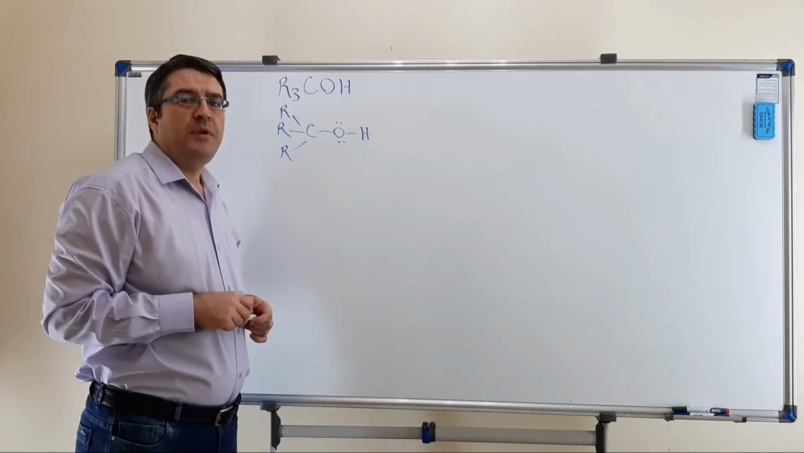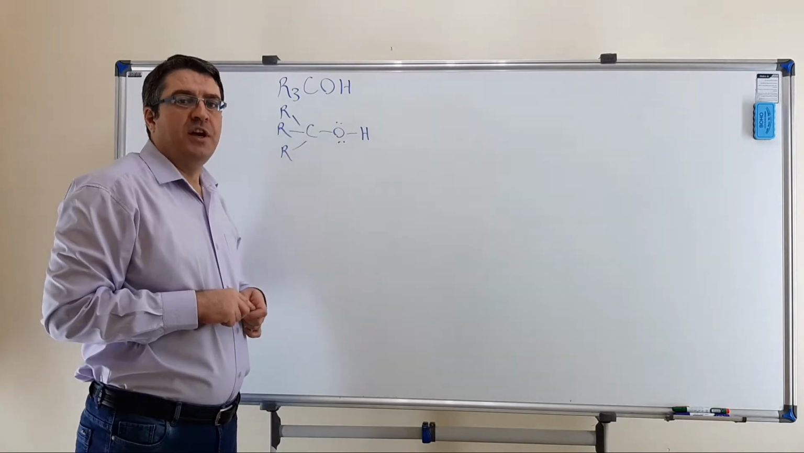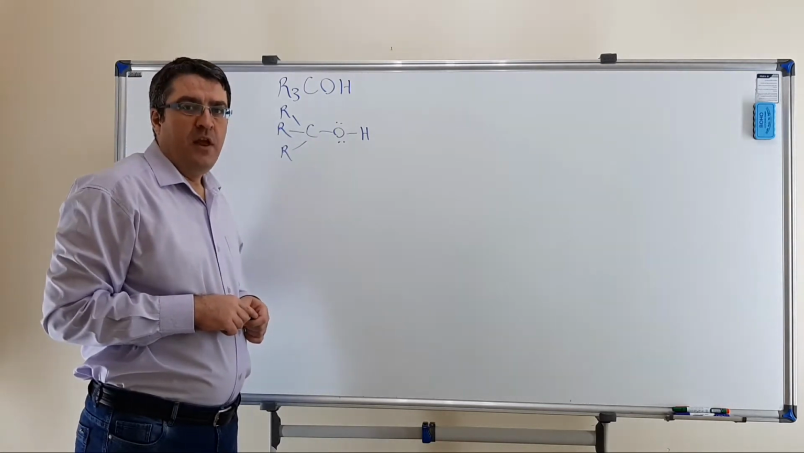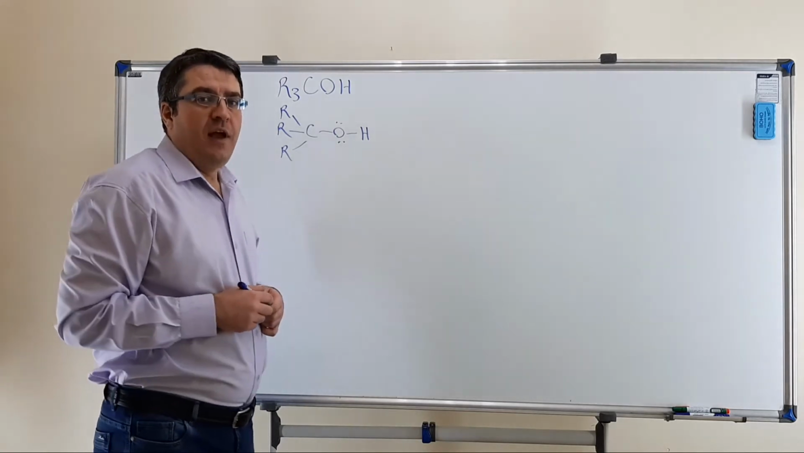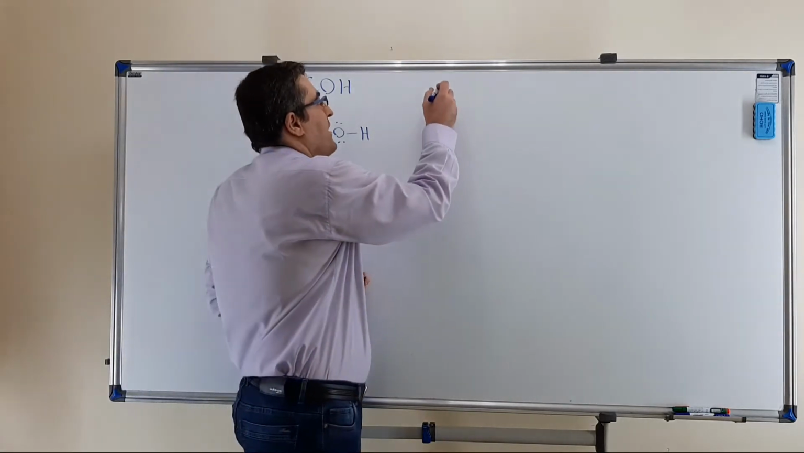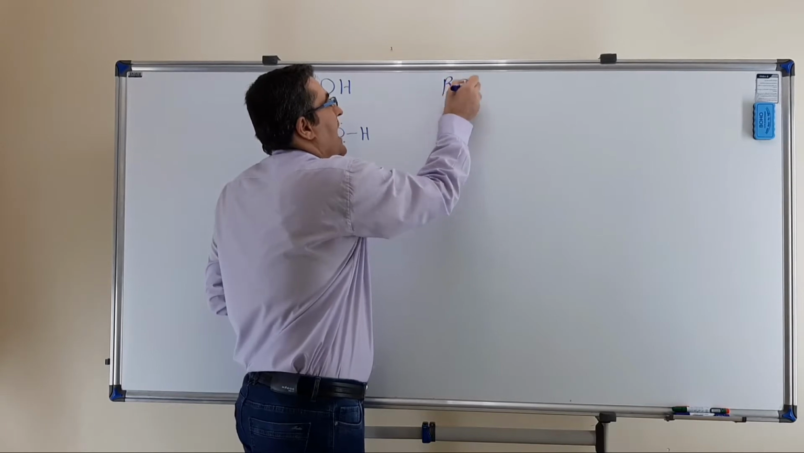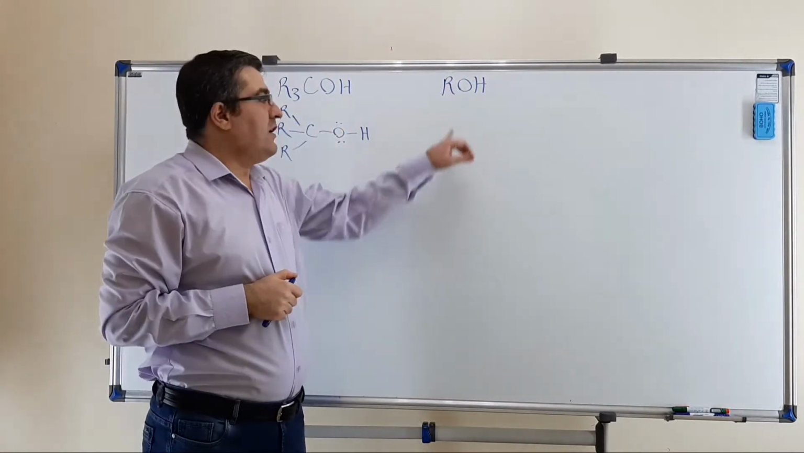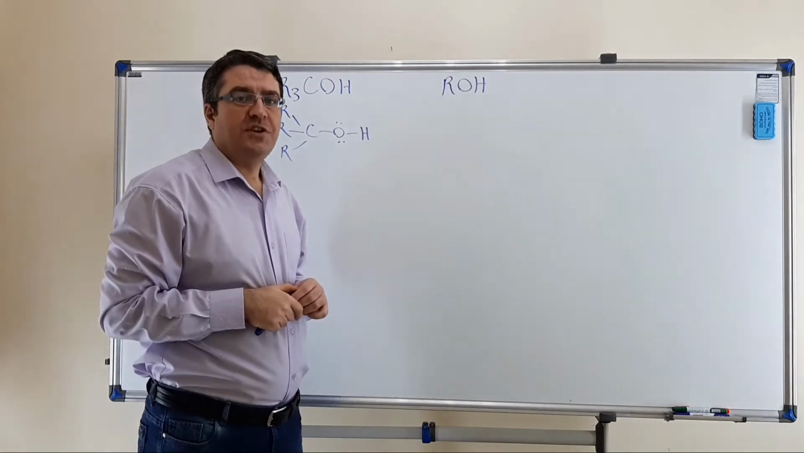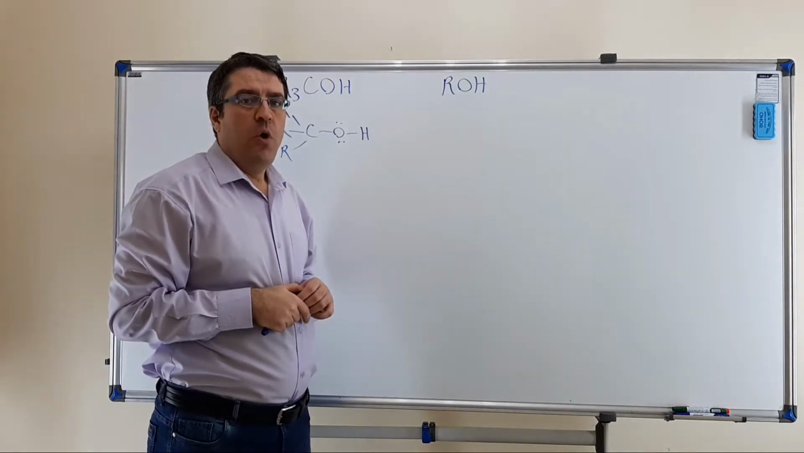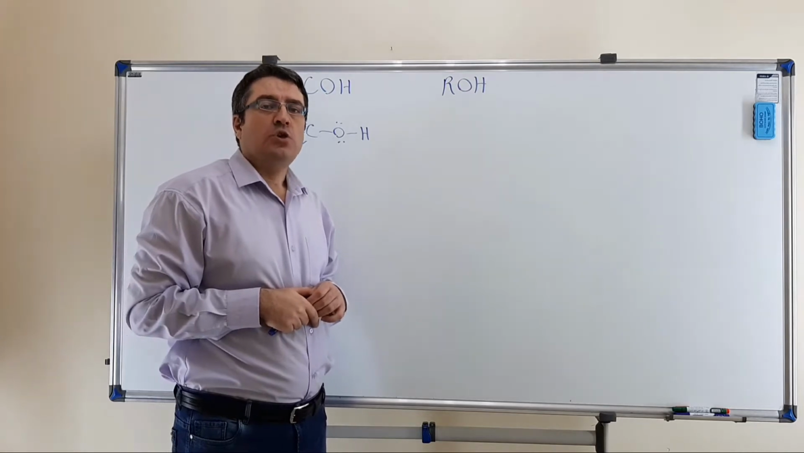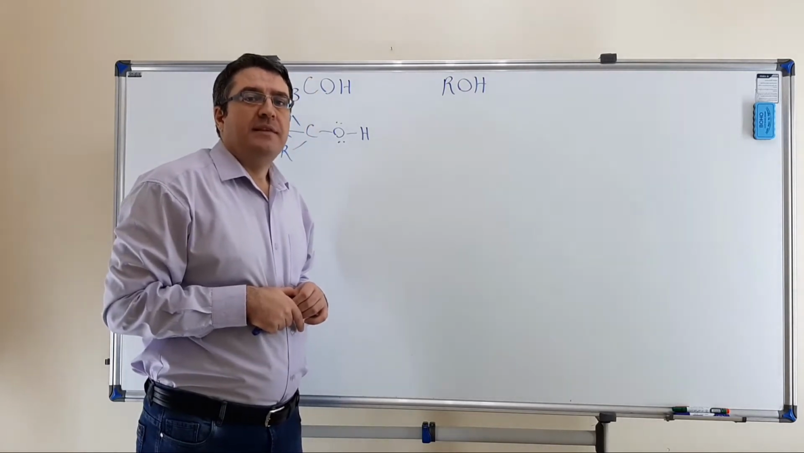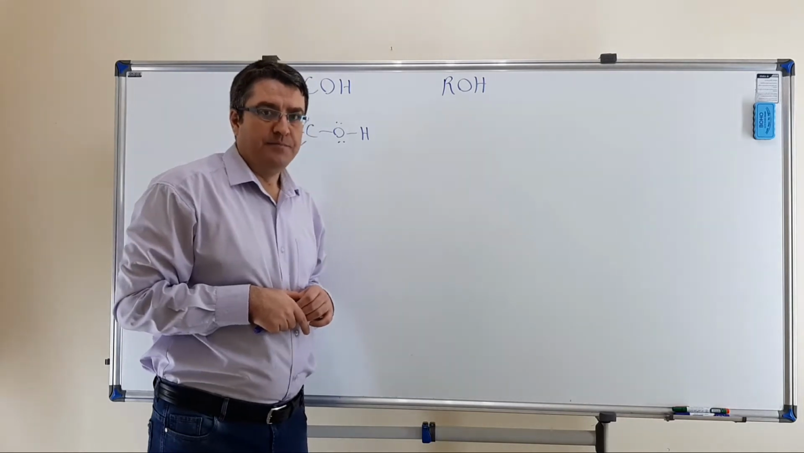Here, R is an organic group such as an alkyl group or an arene group. It can also be hydrogen. In addition, these R's can be identical or different. For simplicity and ease, we can also represent alcohols as ROH. It is important to consider that in alcohols, the OH group is attached to a saturated carbon atom, to an sp3 hybridized carbon atom.